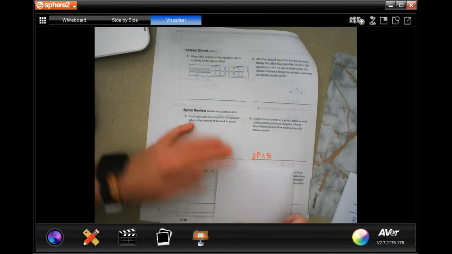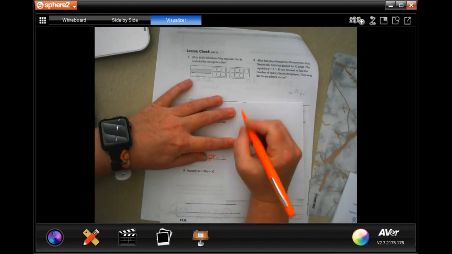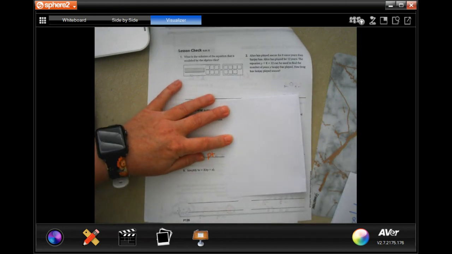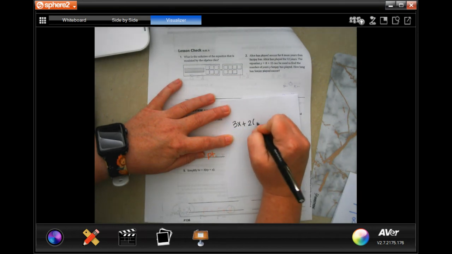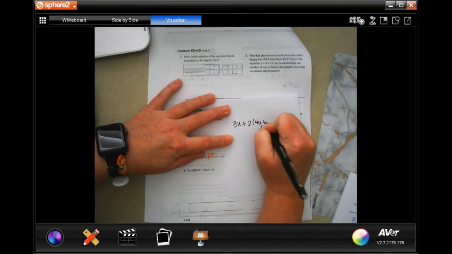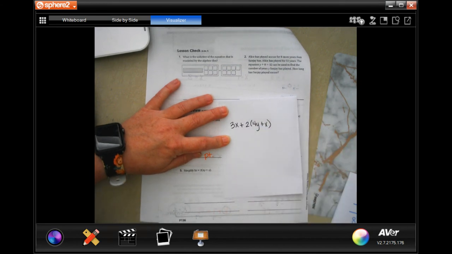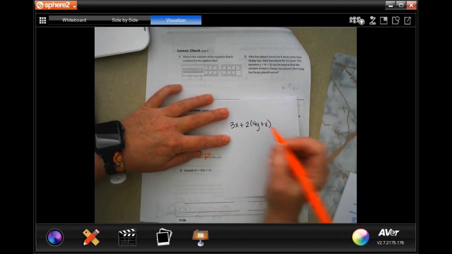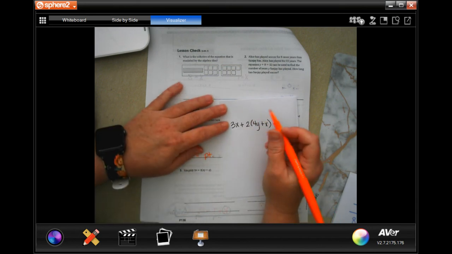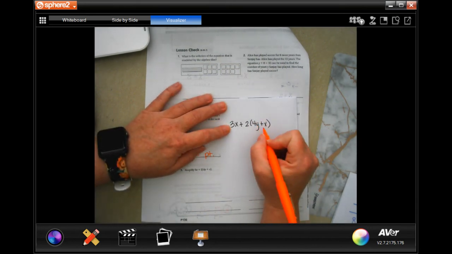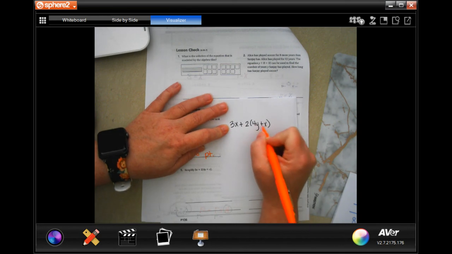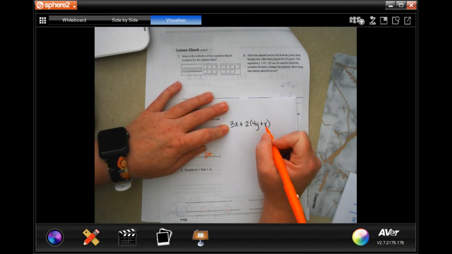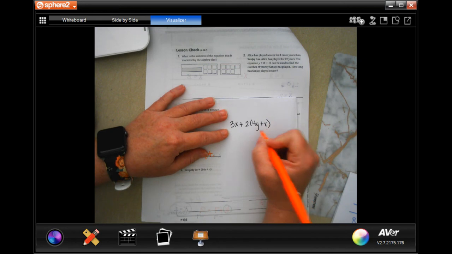Okay. All right. We are going to do 3x plus 2 onto 4y plus x. Okay. Let's do it. So first, we need to do parentheses. We can't do anything with that. Can't combine those. Y and x are 2 different variables. We cannot combine them unless we're multiplying, and that's adding.